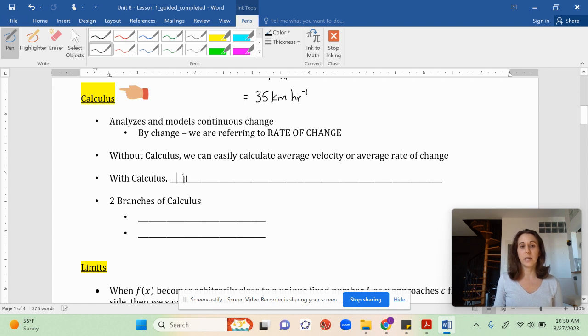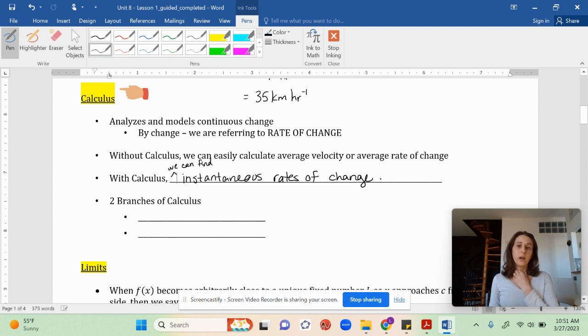called the instantaneous rate of change. Maybe I should have said we can find instantaneous rates of change. And that's, again, what we're working toward.